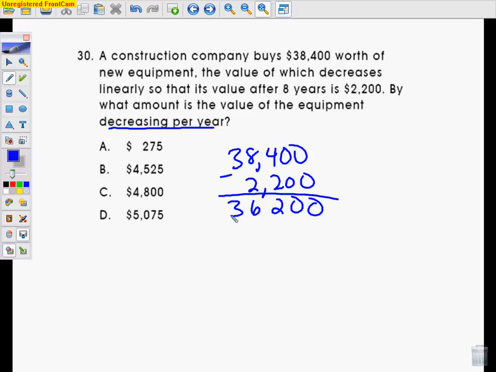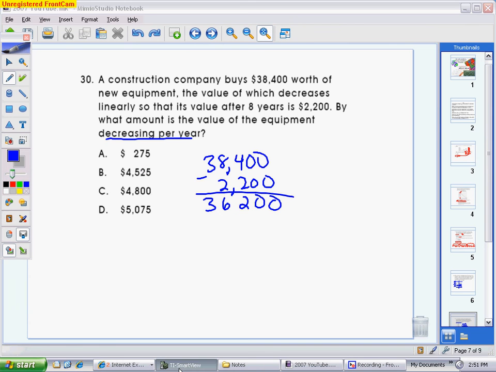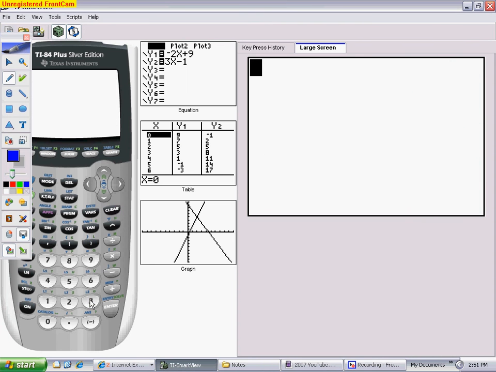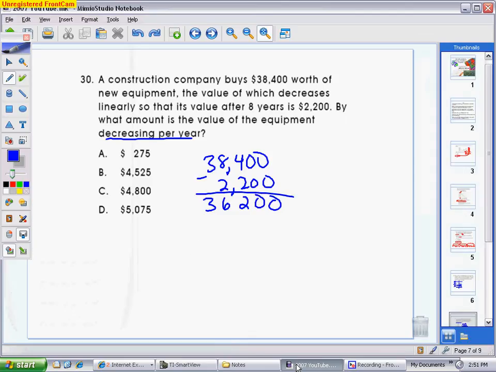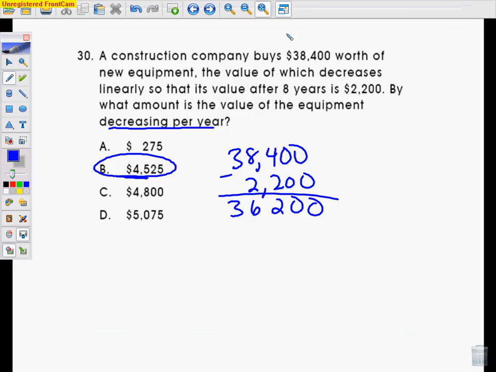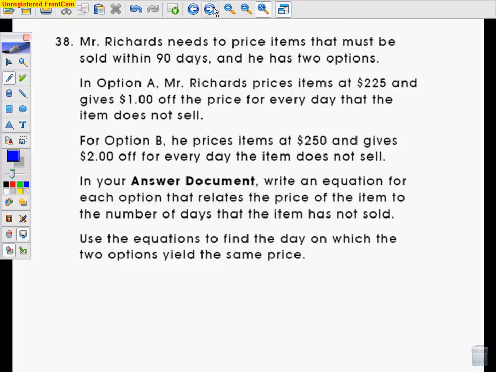Now, if it's going to be about the same amount for the 8 years, we're going to take that 36,200 and divide it into 8 years. So let's see. 36,200 divided by 8 gives us 4,524. So our answer should have been 4,524. That's how much it decreased per year. Okay.